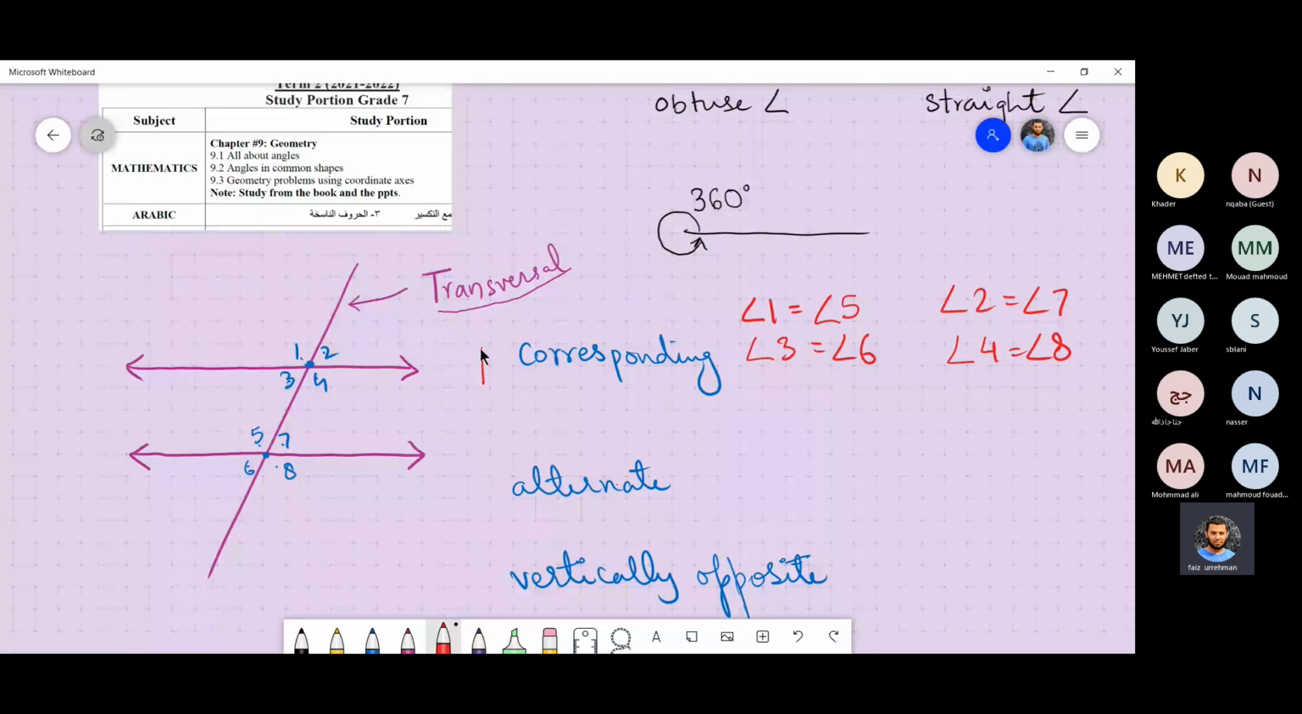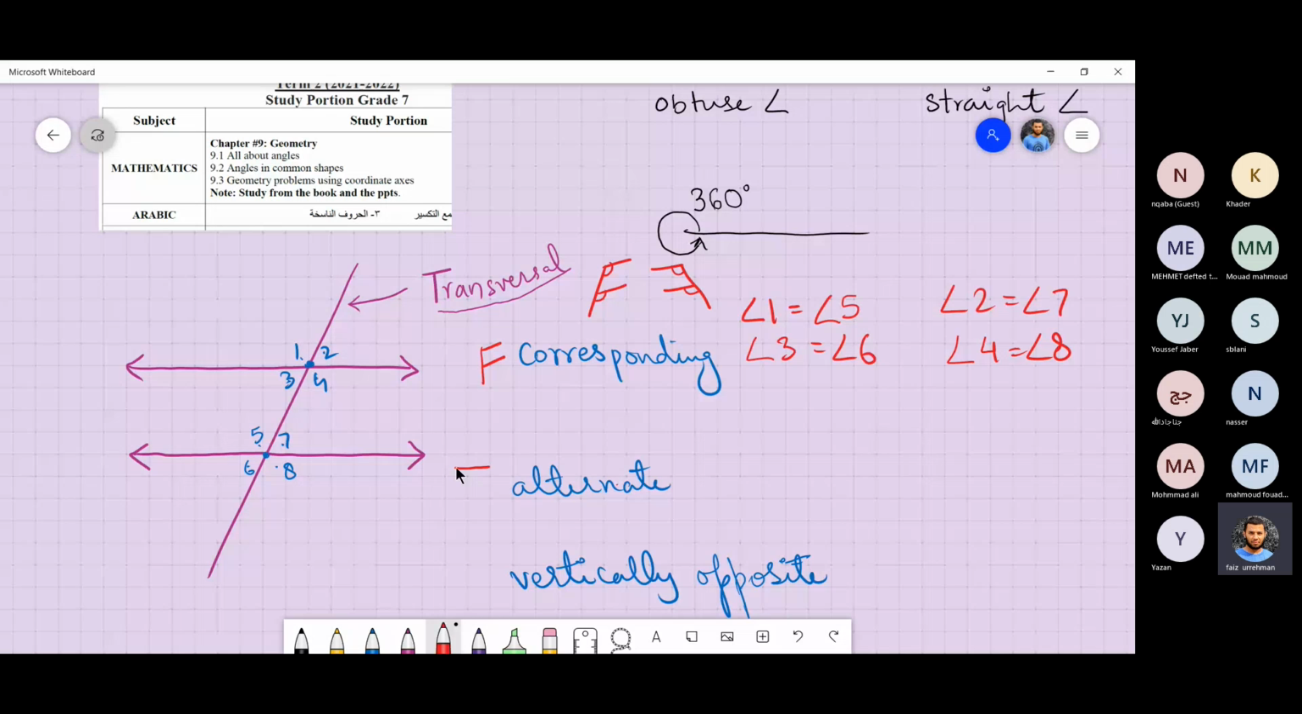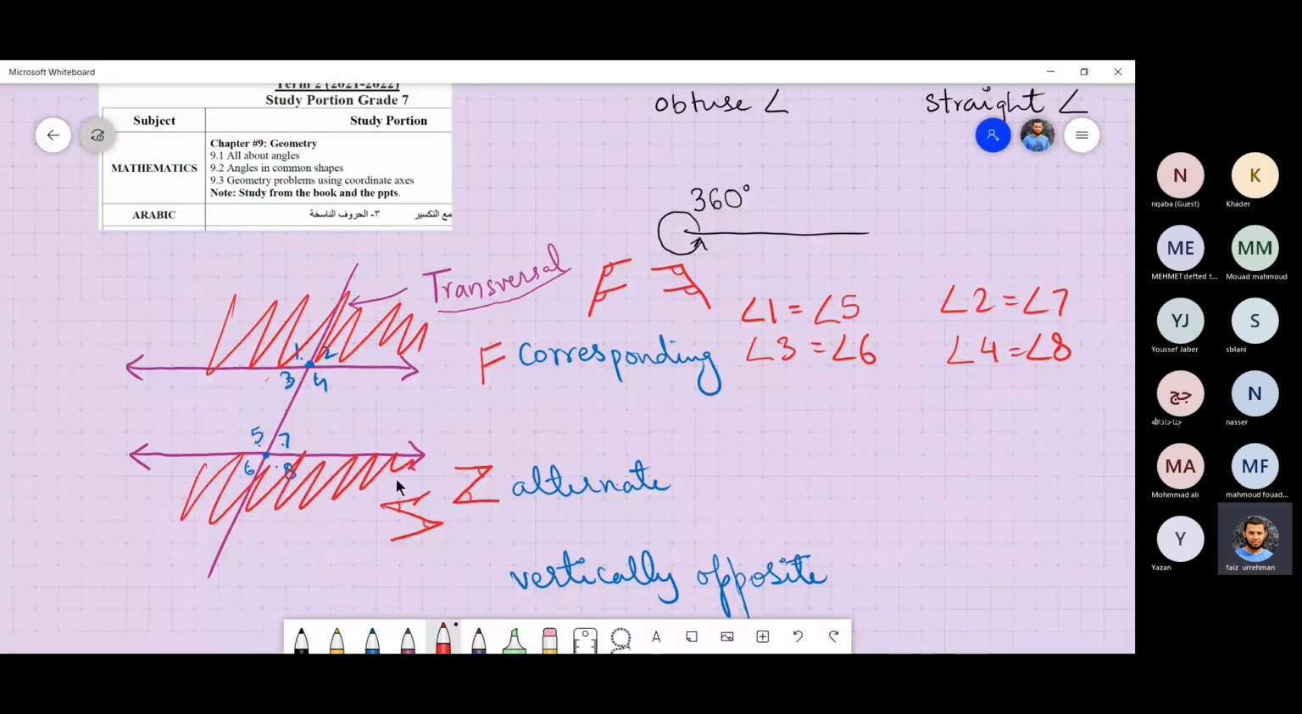For example, like this. It can be like this, or it can be like this. Okay, letter F. Now alternate. Alternate forms the letter Z. Now you have to look inside. You have to hide above and hide below. How many angles can you see now? 4 angles.